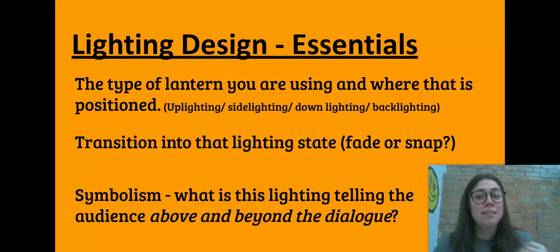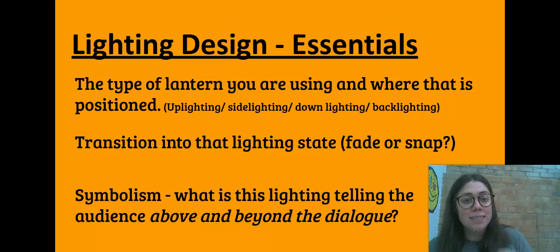And finally, the symbolism. Again, what is the lighting telling you as the audience above and beyond what the dialogue tells you? So what are the choices that you as the lighting designer have made telling the audience? Maybe there's something that the characters aren't saying, or that the characters don't yet know is going to happen, that you can show or forewarn through your lighting design. That is what symbolism is.